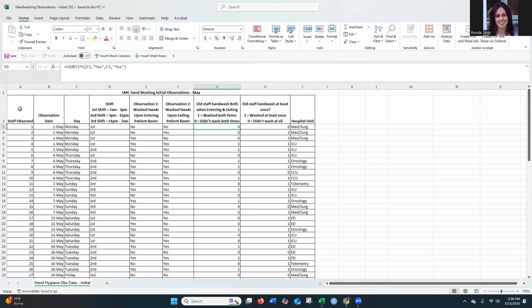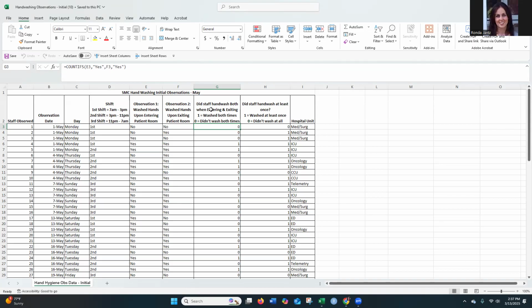The first one is the staff member observed. You're going to notice we have 50 staff members observed. Next is the date, then the day, then the shift. These are not going to be quite as important as once we get started here in column E. We're going to look and see if they washed when they enter a patient room and when they exit a patient room. No means they didn't wash. Yes means they washed. In columns G and H, we are looking at binary data.